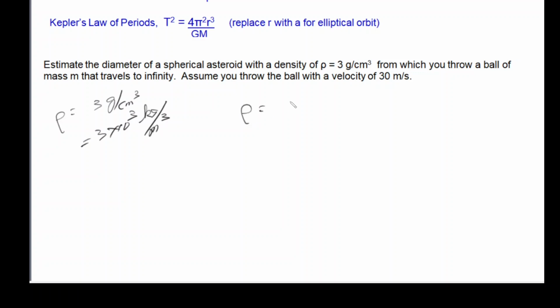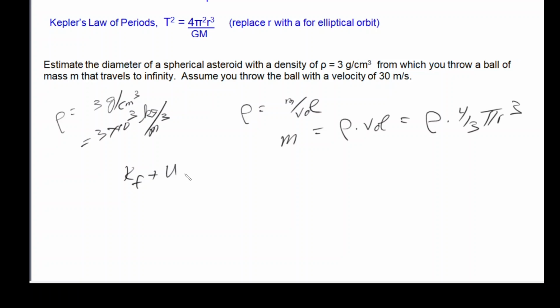And we know density is mass over volume. So in this case, the mass of the asteroid is equal to density times volume, which is equal to density times 4/3 pi r cubed for a sphere. So we're going to use conservation of energy to solve this problem. Conservation of energy says that our final energy, potential and kinetic, is equal to our initial energy, potential and kinetic.